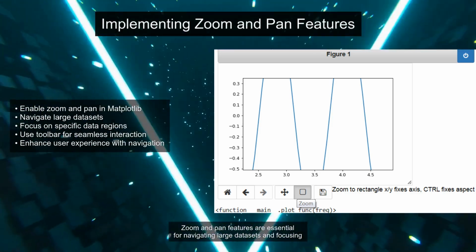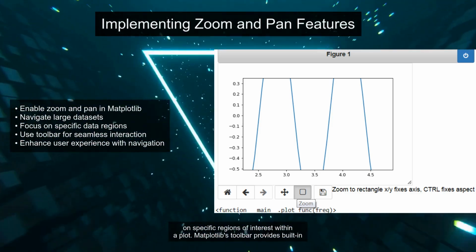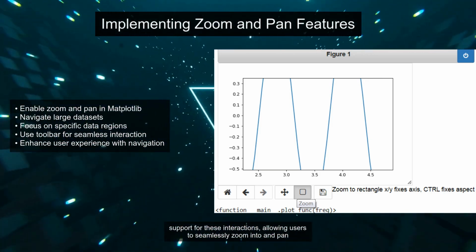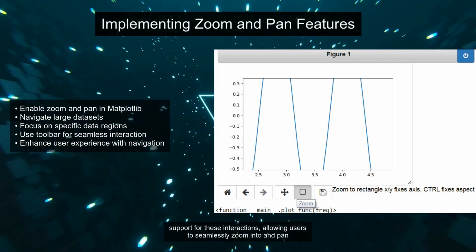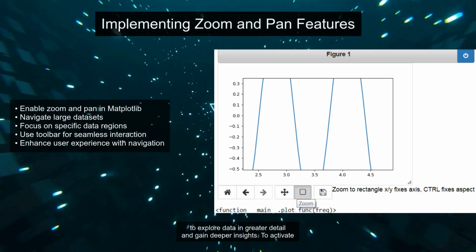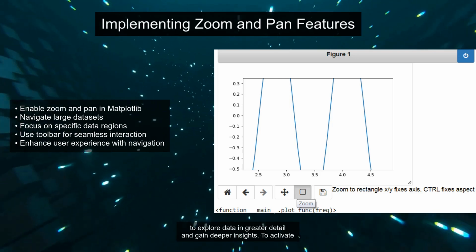Zoom and pan features are essential for navigating large datasets and focusing on specific regions of interest within a plot. Matplotlib's toolbar provides built-in support for these interactions, allowing users to seamlessly zoom into and pan across plots. By enabling these features, you provide users with the ability to explore data in greater detail and gain deeper insights.